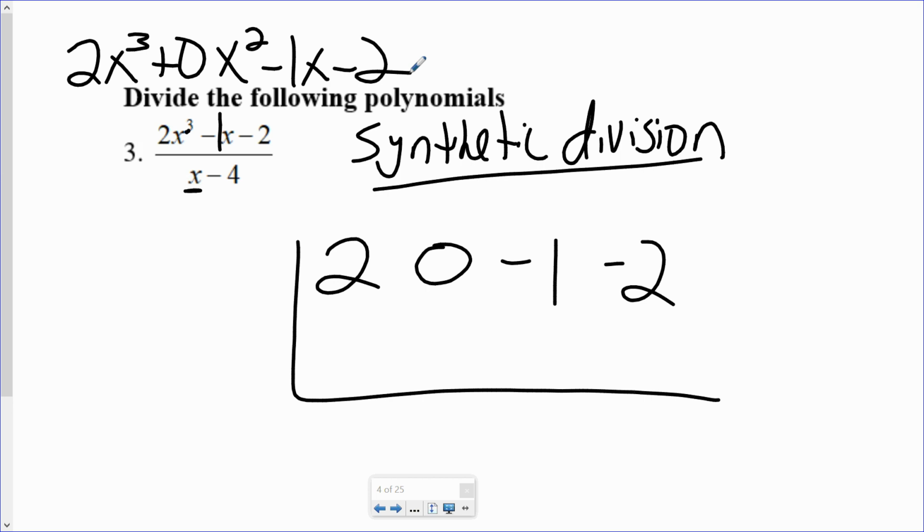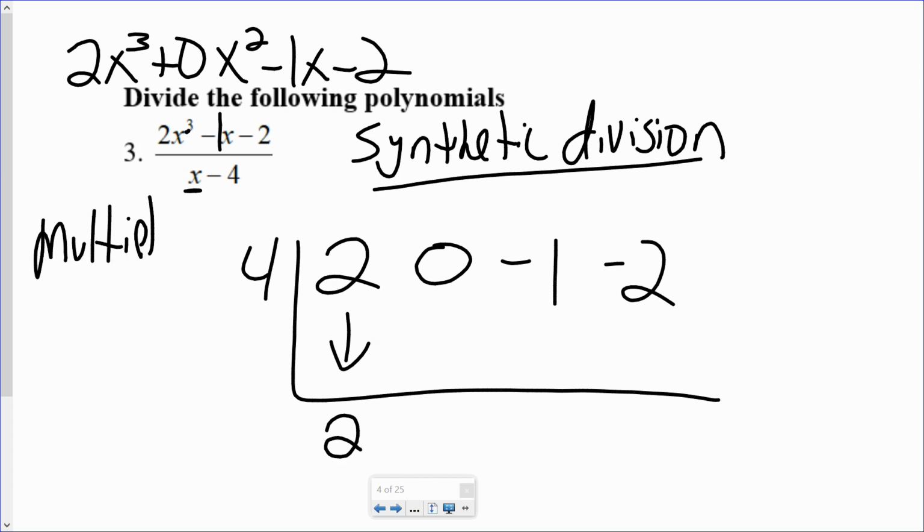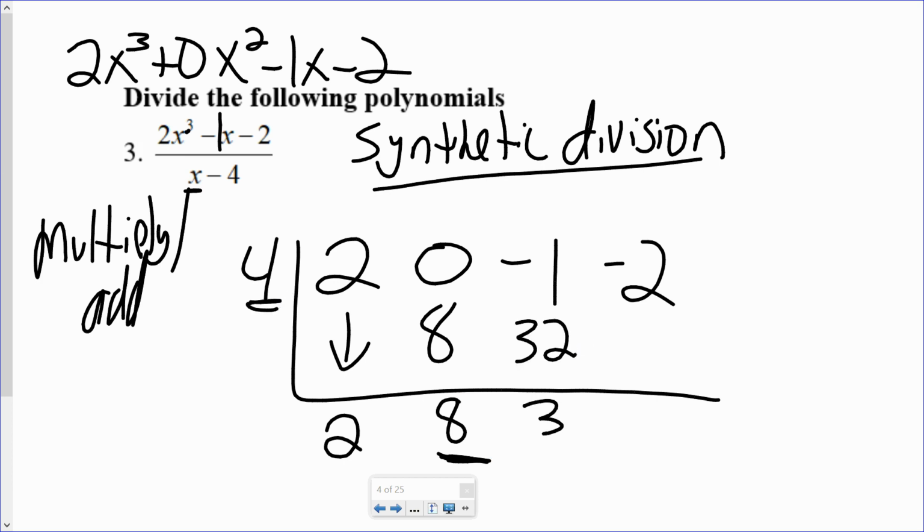Whatever I'm dividing by, the opposite of that goes outside. First number comes down, and then for synthetic division, I multiply, add. 2 times 4 is 8, 0 plus 8 is 8. Multiply, I'm multiplying the bottom and the outside, that's 32, add. Multiply, 31 times 4 is 124, add 122. These are the coefficients of the answer.